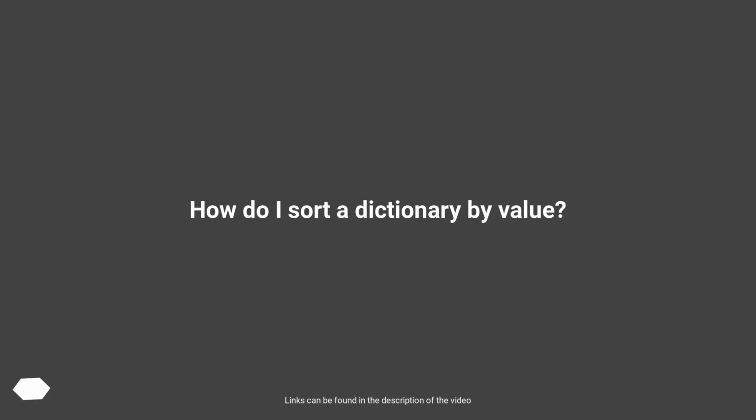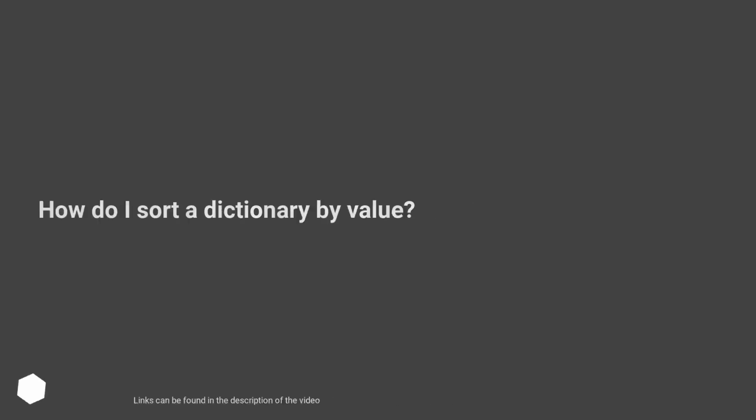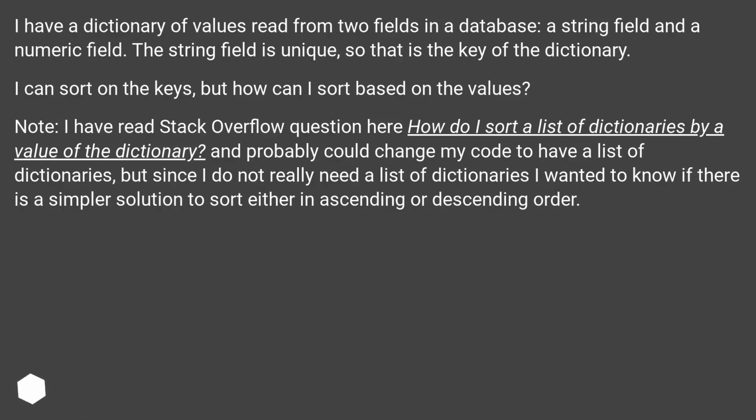How do I sort a dictionary by value? I have a dictionary of values read from two fields in a database, a string field and a numeric field. The string field is unique, so that is the key of the dictionary. I can sort on the keys, but how can I sort based on the values?